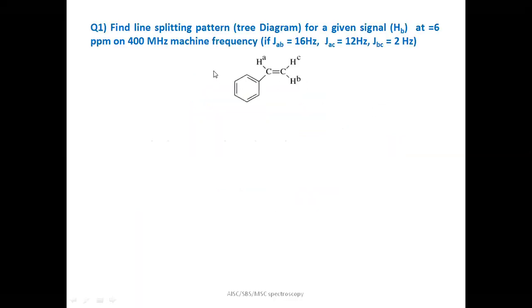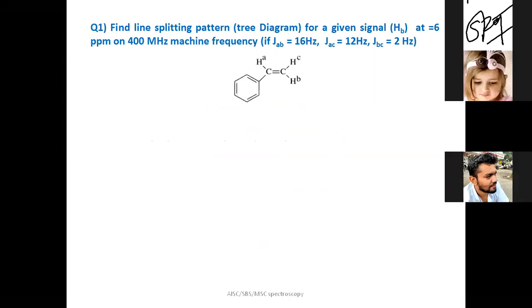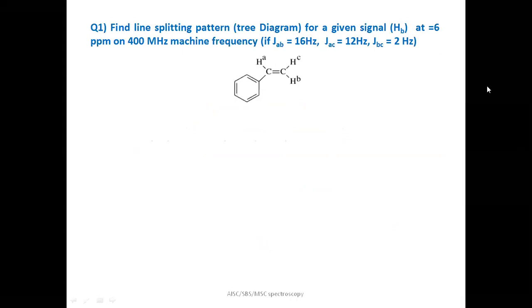Find the line splitting pattern or tree diagram for the given signal HB at 6 delta ppm on a 400 megahertz machine. The J coupling constants given are: J for AB is 16 hertz, J for AC is 12 hertz, and J for BC is 2 hertz. Now you have to find out the signal for the HB proton, the splitting for the HB proton.